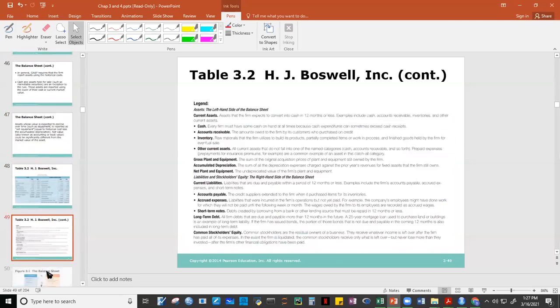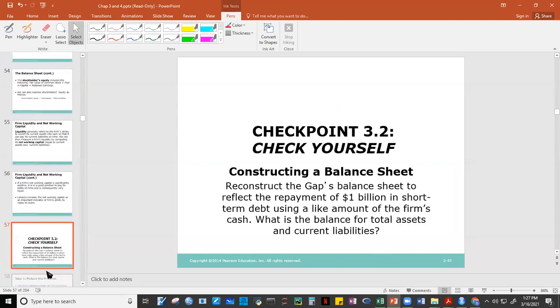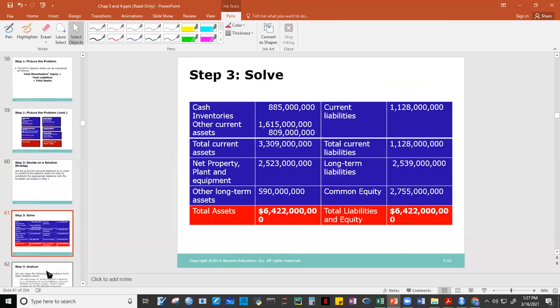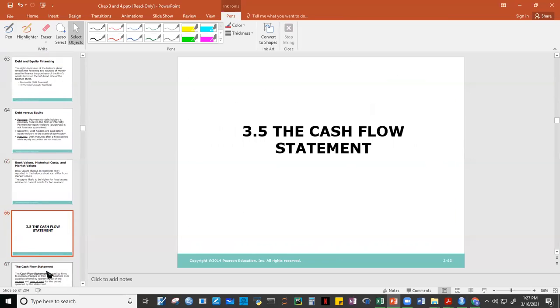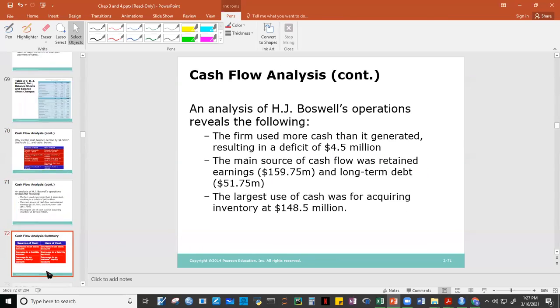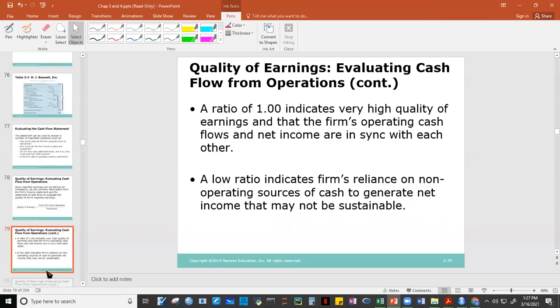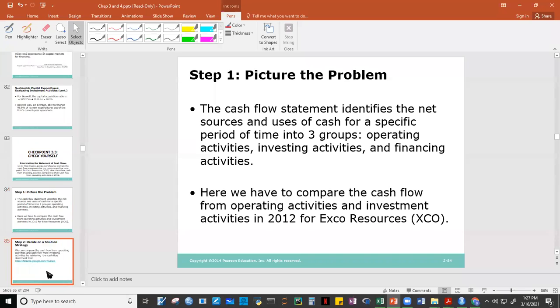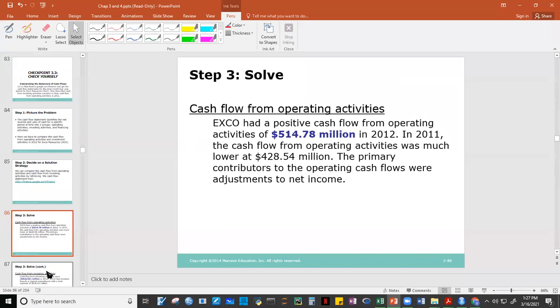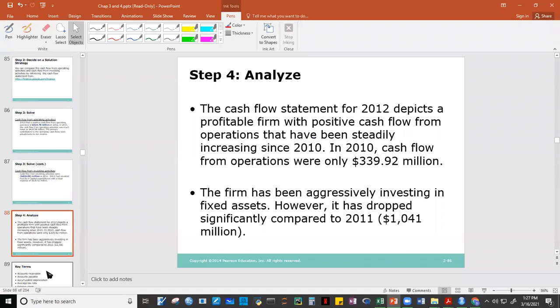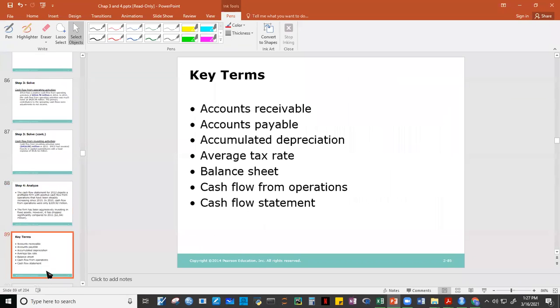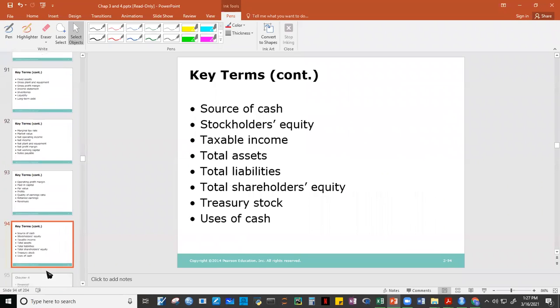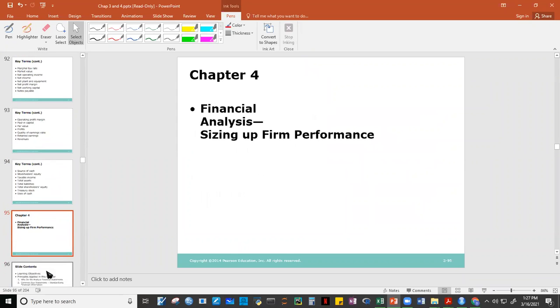Okay? Balance sheet. These are the financial statements. Okay, the cash flow statement. These are just details about the different financial statements. If you have any questions about this, just take note of it and throw it to me during class and we'll discuss it. And chapter 4 is this one: Sizing up firm performance through financial statements analysis.